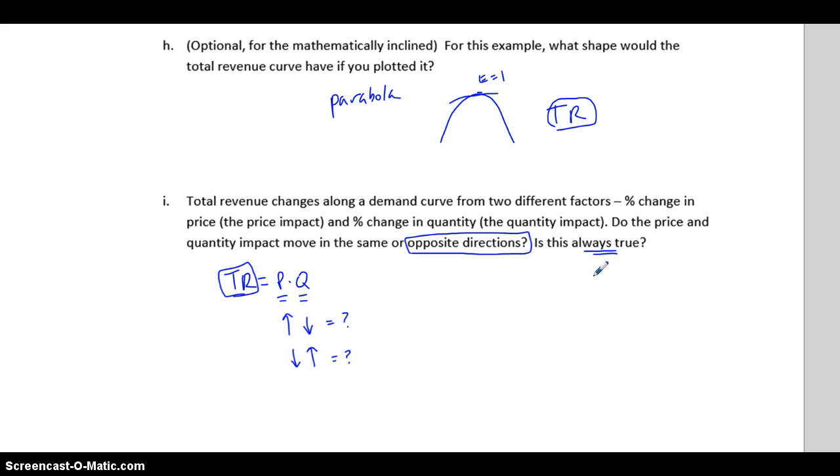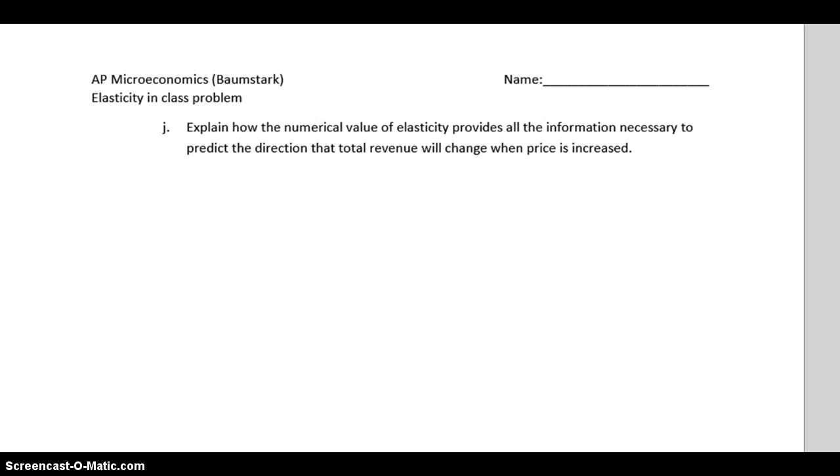And it is always true because of the law of demand. We know that when you increase price, quantity goes down. When price goes down, quantity goes up; price goes up, quantity goes down. So it is, in fact, always true. And then the wrap-up question here is, why does elasticity give us the clue to see what's going to happen with total revenue?